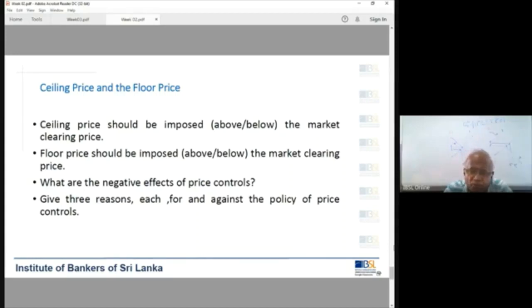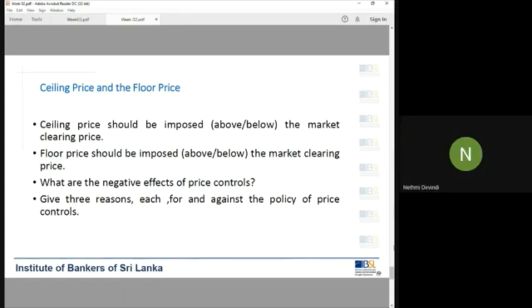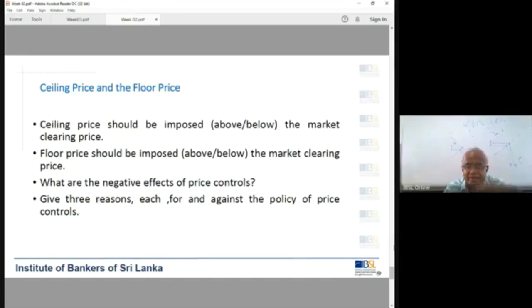Floor price should be imposed, of course, above the market clearing price. Why is that? The market clearing price is very low during the harvesting period for paddy. Then the government says, no, you can't buy paddy at a very low price. This is the official guaranteed price scheme. It is above the market clearing price.